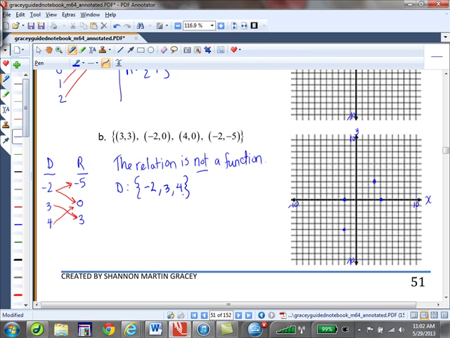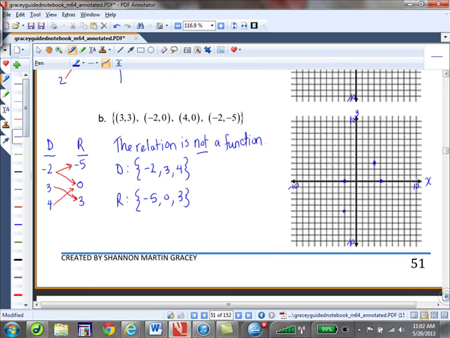And we put our results in set notation. All right, ready to go?